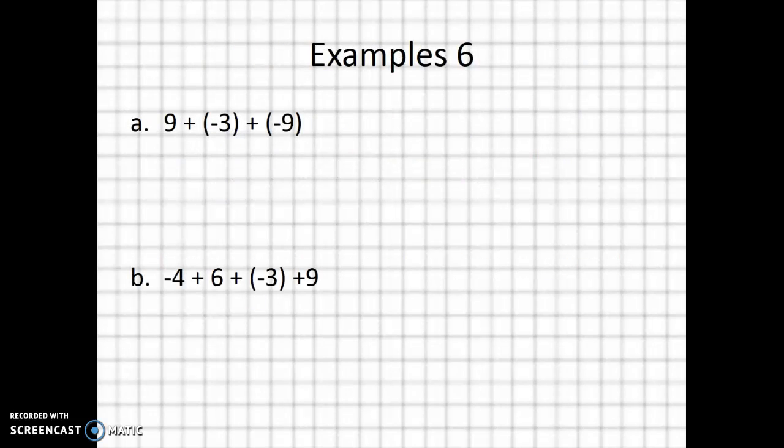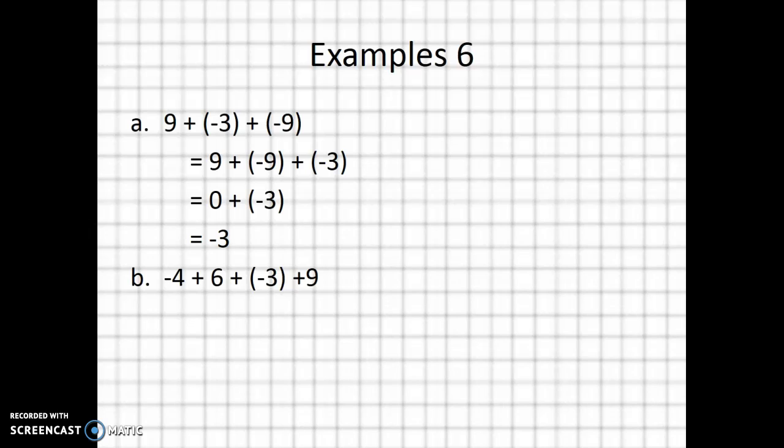All right, let's do a couple harder examples. In these two, we have multiple integers instead of just 2. Let's walk through how to solve this. Let's look at letter A to start. We have 9 plus negative 3 plus negative 9. Let's put the 9's together: 9 plus negative 9 plus negative 3. We already know that the positive 9 and the negative 9 cancel each other out. So our answer is going to be 0 plus negative 3, which is just negative 3.